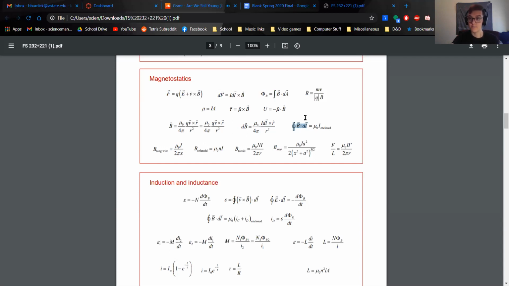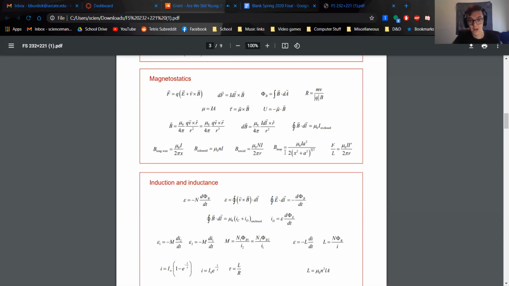The idea is you draw a circle around some sort of current, and then you count up how much current is inside of that circle, and then you integrate over the perimeter of your loop. It doesn't technically have to be a circle. It could be a square. It could be whatever shape you want. But the perimeter of that shape is going to be a function of the B field. And that's the idea.